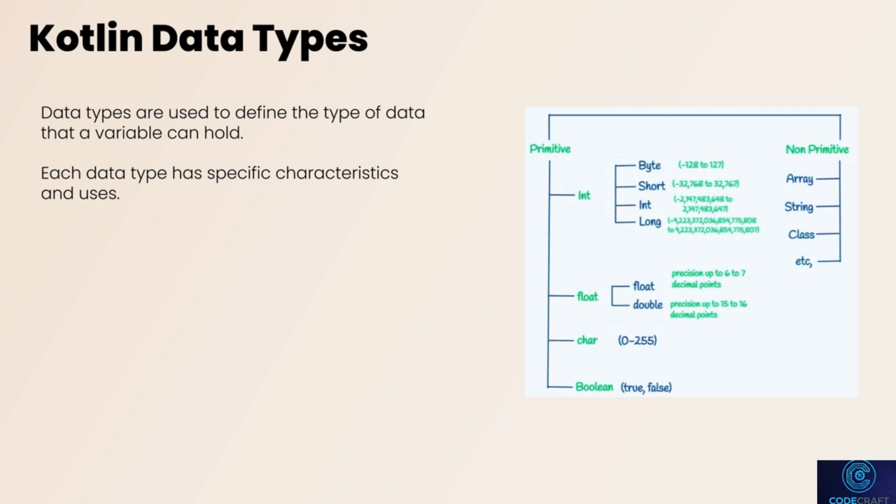Custom classes. You can define your own custom classes to create complex data structures combining primitive and non-primitive types. Arrays, which are a data structure used to store a collection of elements of the same data type. Also, we have collections, nullable types, and so on as non-primitive data types. So let's start learning about these primitive and non-primitive data types.